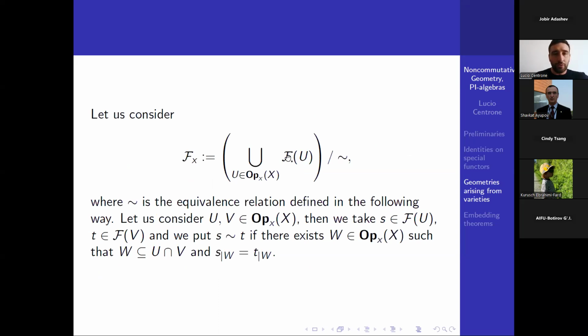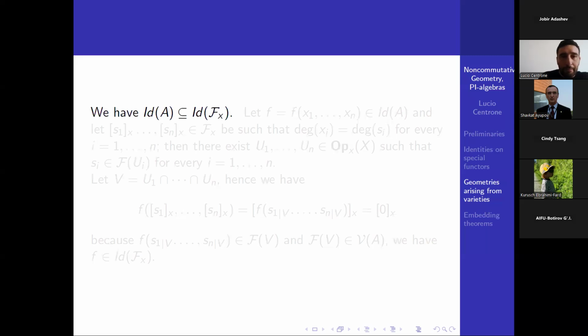So you have a functor, you consider all this, and you quotient by this equivalence relation. Let me explain a bit how this equivalence relation works. You have two open sets U and V of a point x in X. You take s and t belonging to F(U) and F(V), and of course, they are equivalent if there exists another neighborhood W of x, with W contained in the intersection of U and V, such that the two sections s and t coincide. Of course, the identities of the stalk do contain the identities of A.